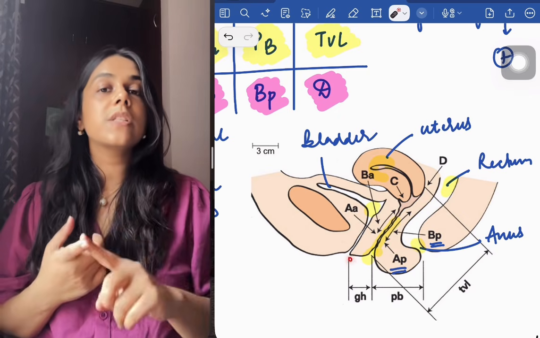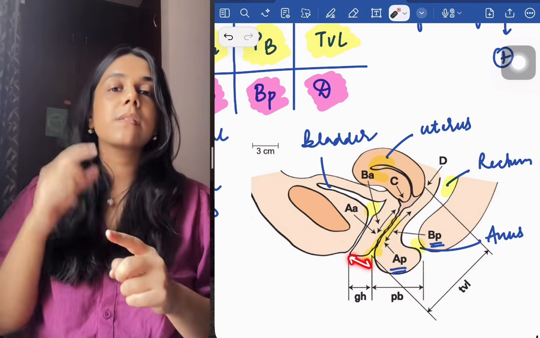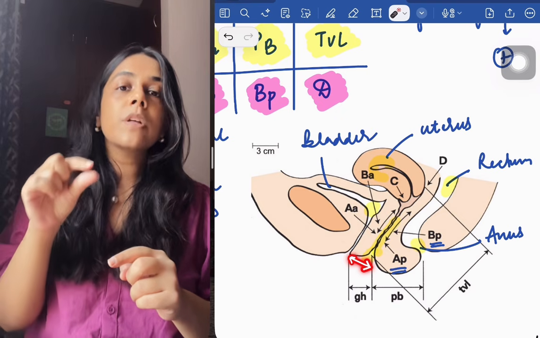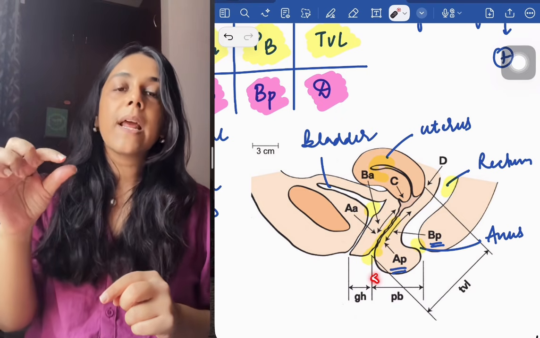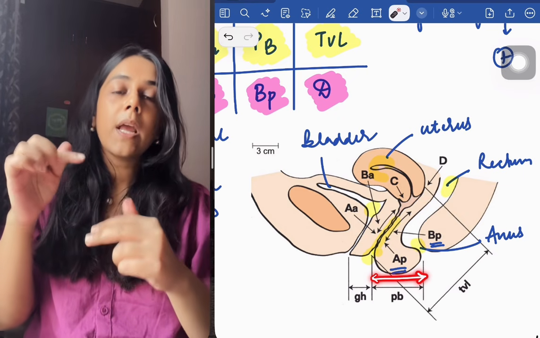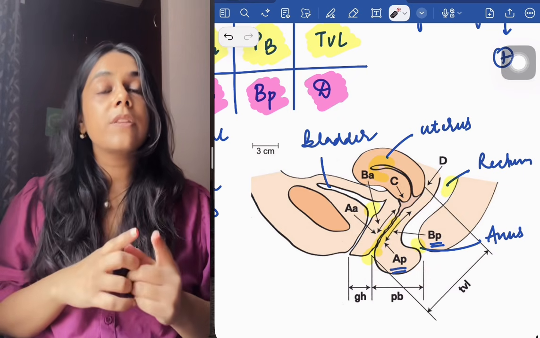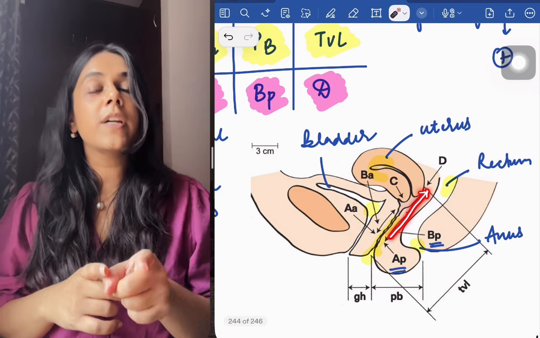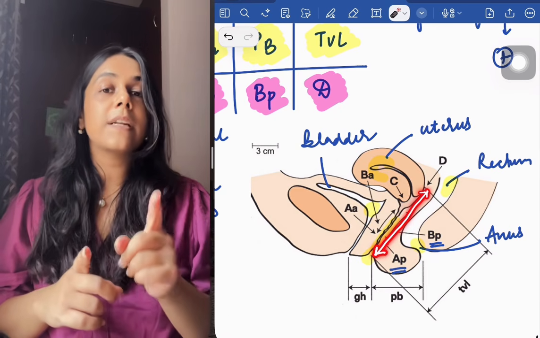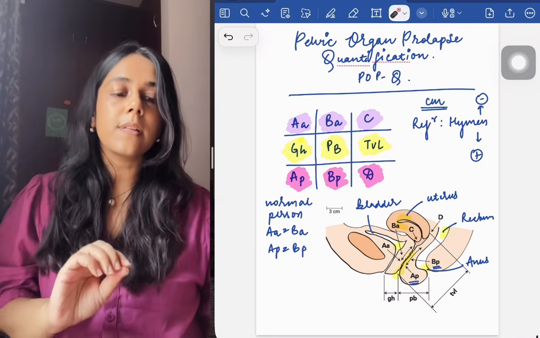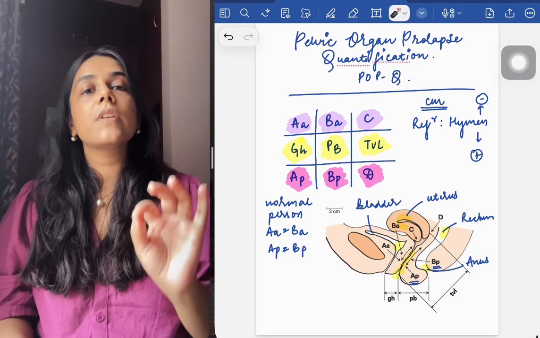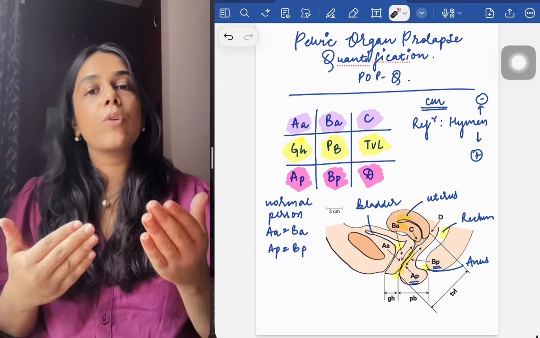Then comes GH. GH is the genital hiatus, starting from the external urethral meatus to the posterior midline hymen. PB is the perineal body, from the posterior midline hymen to the mid-anal point, and TVL is the total vaginal length, which is the only point that is measured in a non-strained position. That is when the entire prolapse is reduced. This is your POPQ system, and staging is done on the basis of the part that has maximally prolapsed.